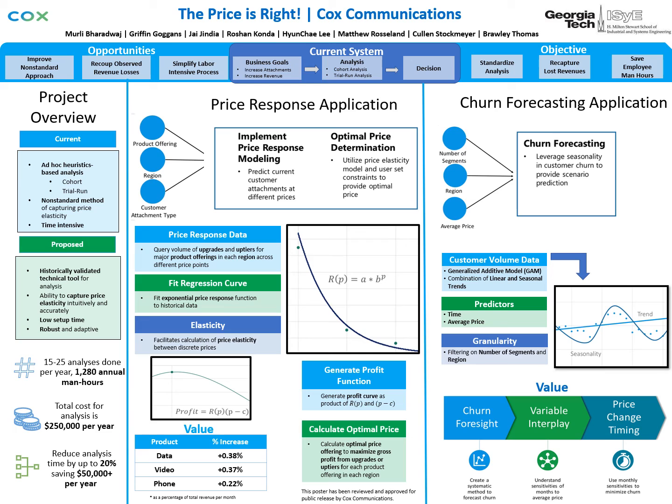Firstly, the value of our price response application is given in the bottom of the second poster as a percentage of revenue on a monthly basis. Secondly, the churn forecasting value comes in the form of strong foresight. We can understand how time and price interplay together to provide strong forecasting ability that can minimize churn.